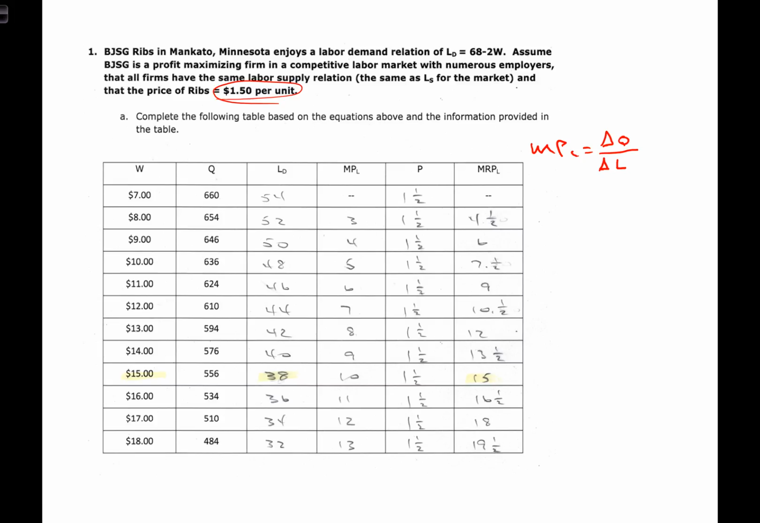And then we come to marginal revenue product of labor. And we recall the marginal revenue product of labor is equal to the marginal product of labor times the price. Well, we have 3 times 1.5, the price is 4.5. 4 times 1.5 is 6. 5 times 1.5 is 7.5. All the way down to 13 times 1.5 is 19.5. So that's part A, or item A, of question number 1.